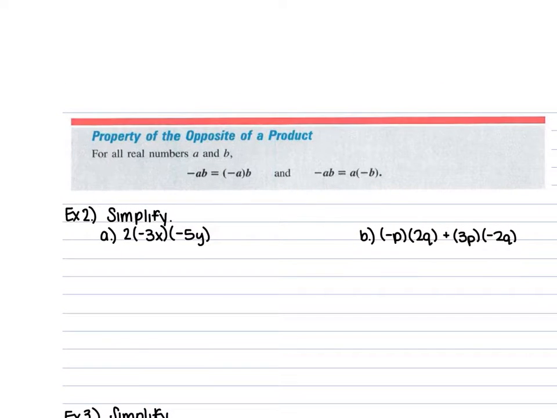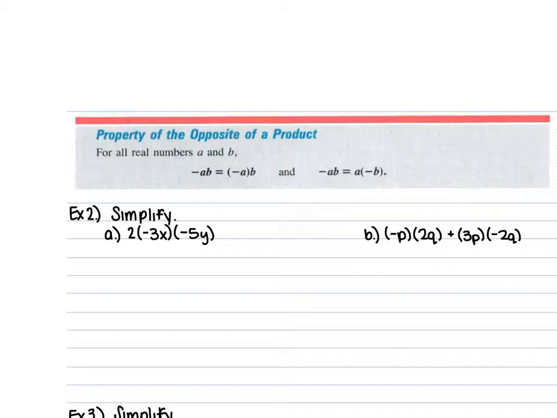All right, so next up we've got the property of the opposite of a product. It says for all real numbers a and b, just meaning if you pick two real numbers, not imaginary numbers, which we'll learn about later, and multiply them together, then this negative part, if we say negative ab, that negative could go with the a or it could go with the b, either way. So let's take a moment here and just look at this.